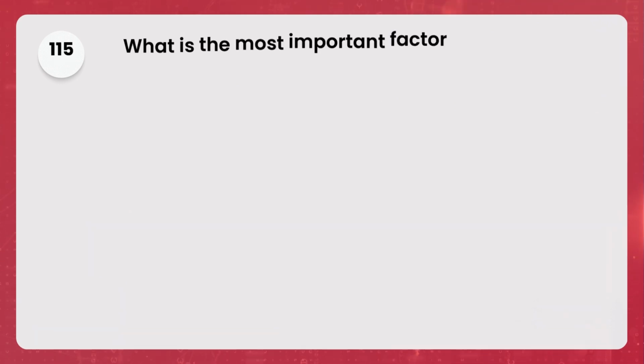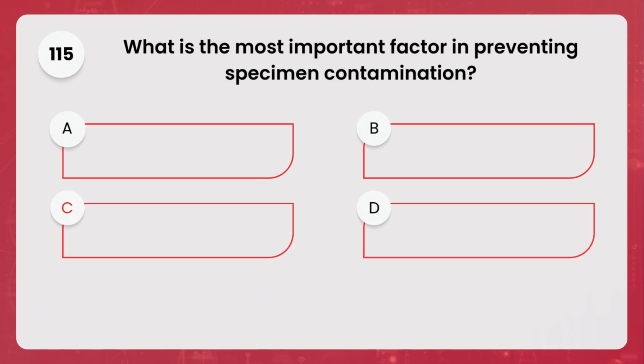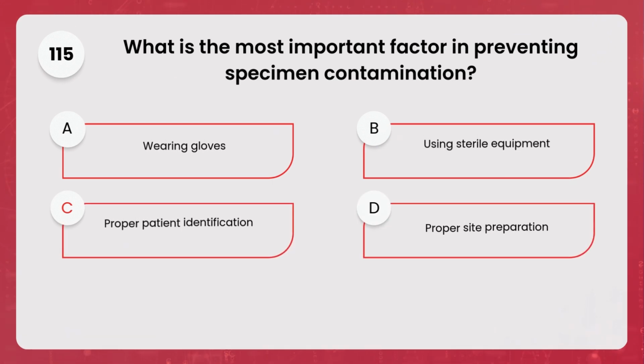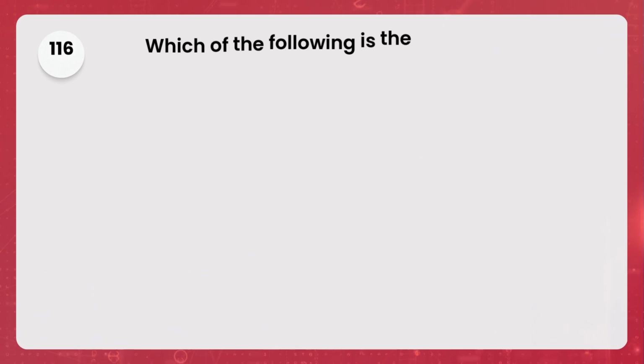Number 115. What is the most important factor in preventing specimen contamination? A. Wearing gloves. B. Using sterile equipment. C. Proper patient identification. Or D. Proper site preparation. The answer is D. Proper site preparation.